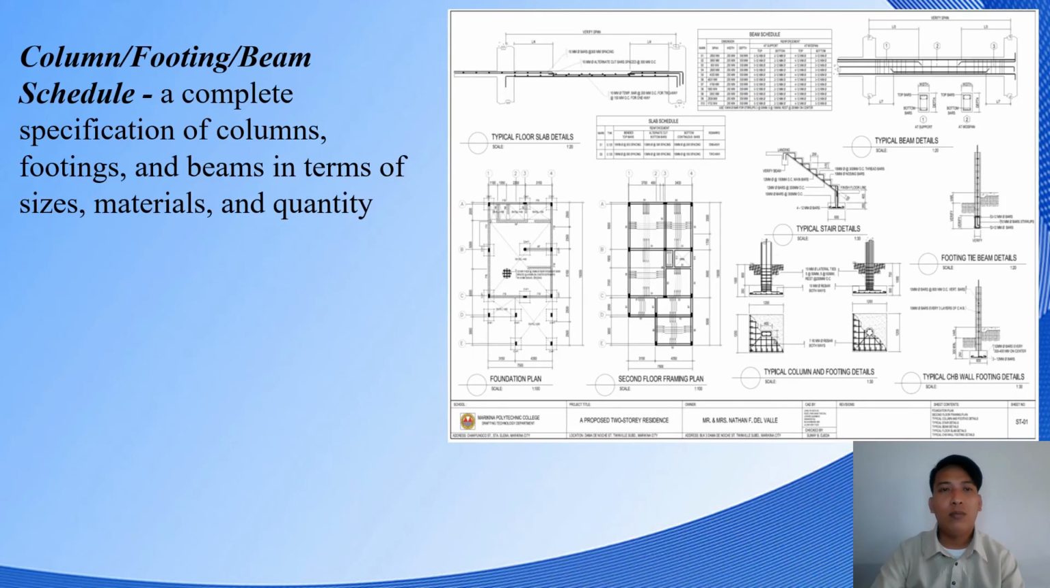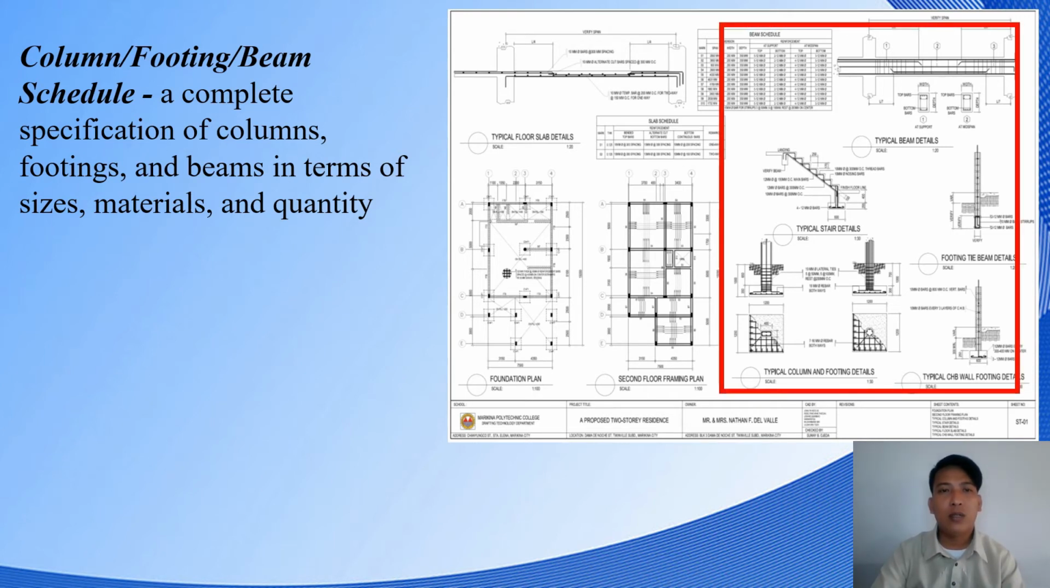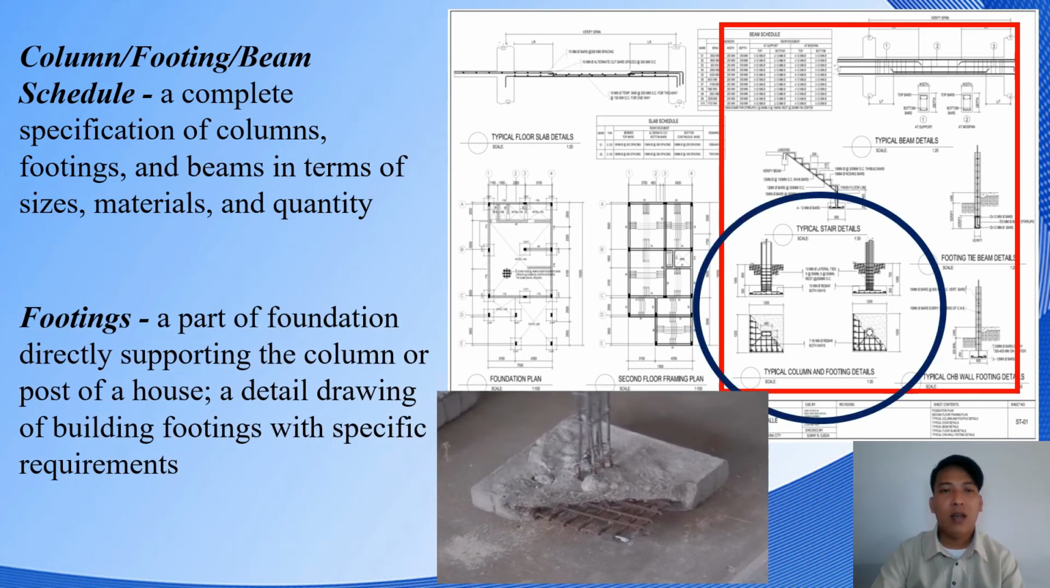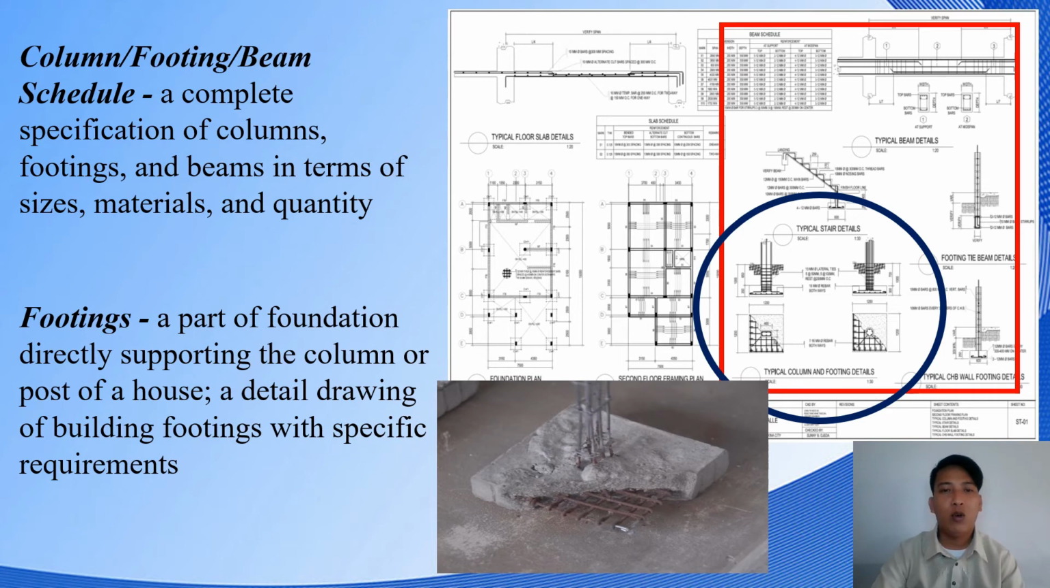Next are the column, footing, beam schedule, a complete specification of columns, footings, and beams in terms of sizes, materials, and quantity. Footings: a part of the foundation directly supporting the column or post of a house, a detailed drawing of building footings with specific requirements.